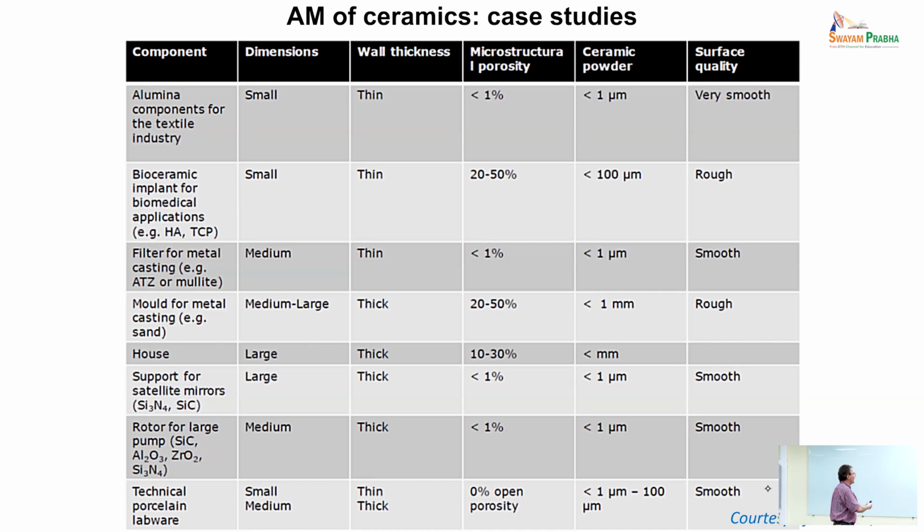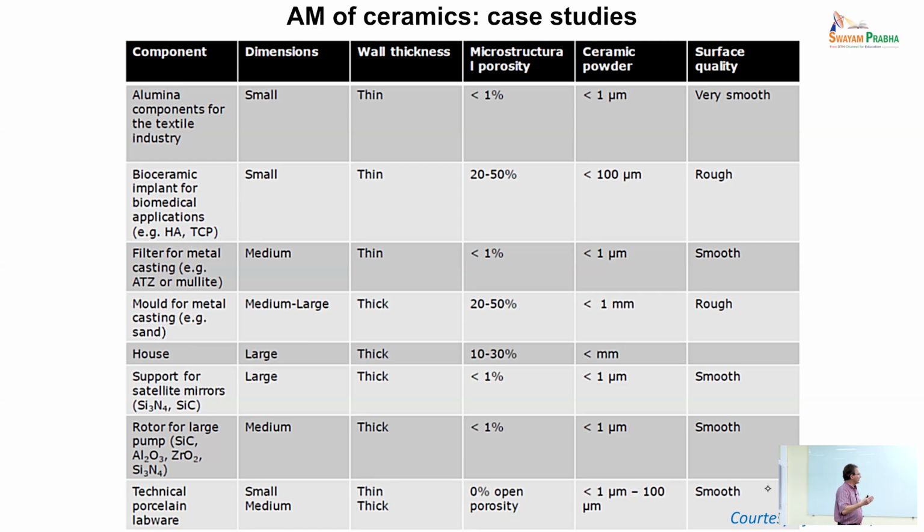So here is a list of potential applications. Case studies: we want to make an alumina component for the textile industry. Of course, alumina, high hardness, high wear resistance. So that's very good for fast-moving threads. For this, typically the dimension is small, wall thickness thin. We need a very dense component. In order to do that, we need to use ceramic powder that has small size, and we need very good surface quality. Bioceramic for implants for biomedical applications.